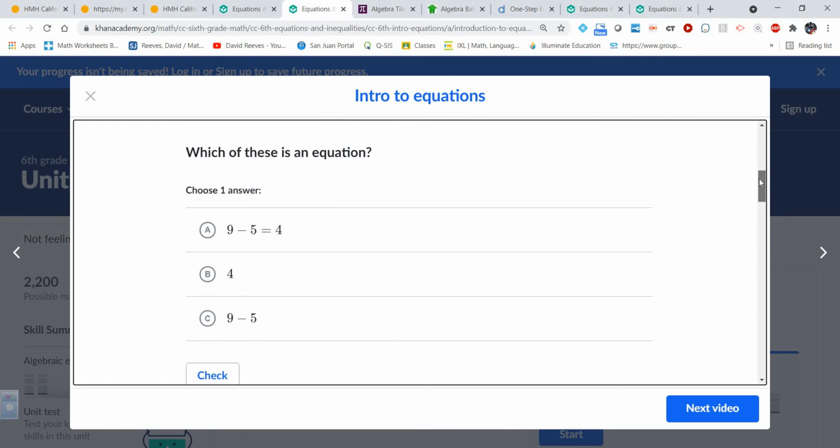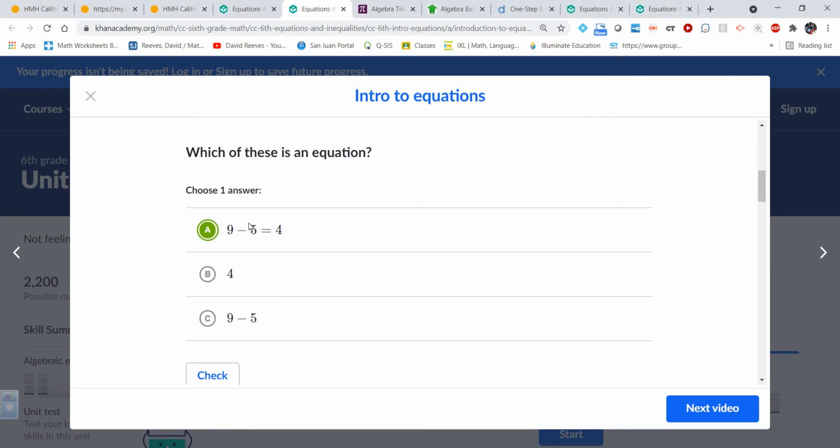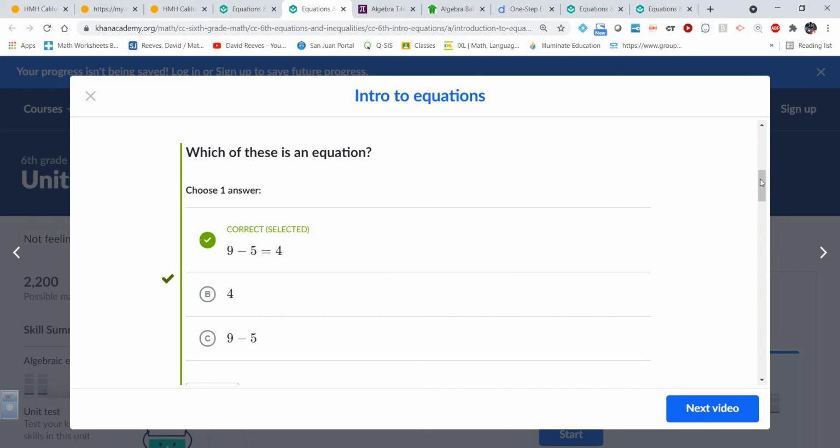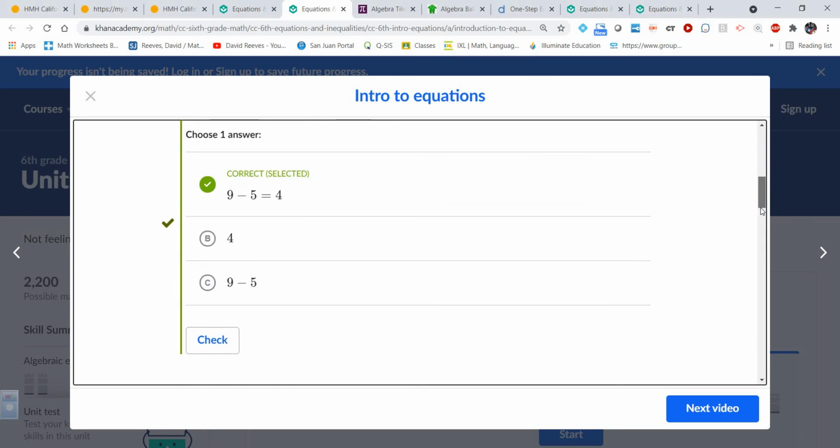All right, which of the following here is an equation? Well, let's look at B. B is 4. That's a constant. 9 minus 5, that's an expression. But 9 minus 5 equals 4, that is our equation. You have a left side equal to a right side, and that's what makes it an equation.